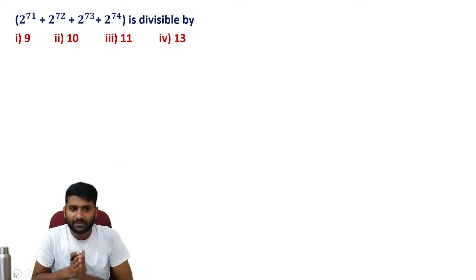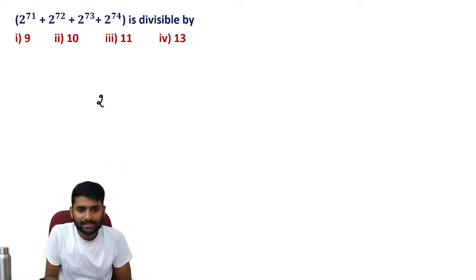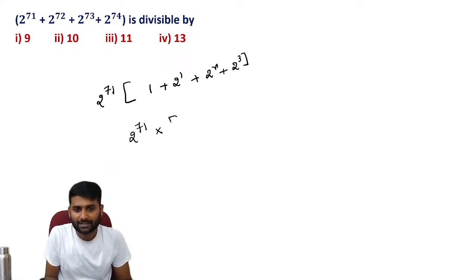Now see, 2 power 71 plus 2 power 72 plus 2 power 73 plus 2 power 74 is divisible by what? Let's take 2 power 71 common. Then 1 plus 2 power 1 plus 2 square plus 2 cube, again multiplied by 2 power 71. 1 plus 2, 2 square is 4, 2 cube is 8. You can add all these numbers. So here the total value is 8 plus 4 is 12, 12 plus 2 is 14, plus 1 is 15.